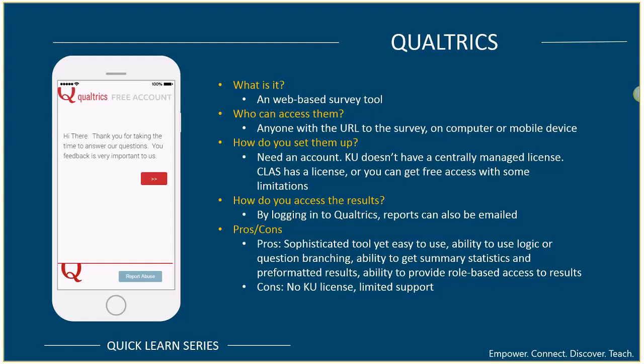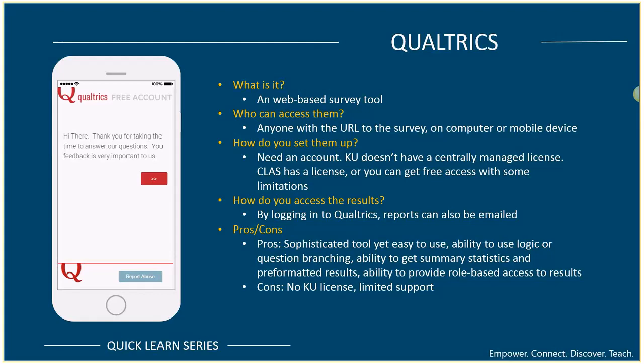Now, Qualtrics isn't what I would consider centrally supported in that KU doesn't have a central license. So usually what all IT staff can support are the things that KU has purchased a license for. That said, if you are under the College of Liberal Arts and Sciences, CLAS does have a license, so your tech staff may be able to help you with that. Or you can apply to get a free license. It has limitations. I believe you can only have 100 responses or something like that. To access the results, you need to have access to Qualtrics and to that survey. You can also set up reports to be emailed.